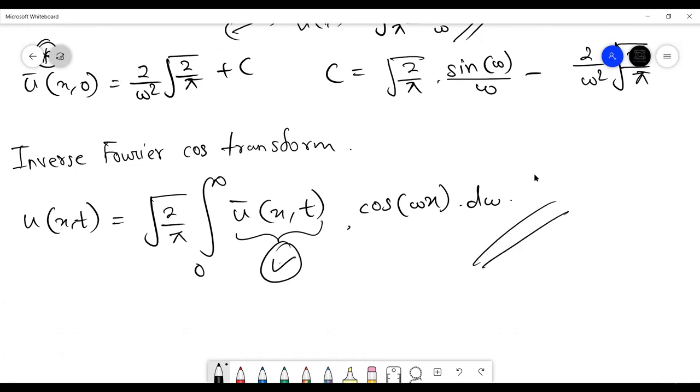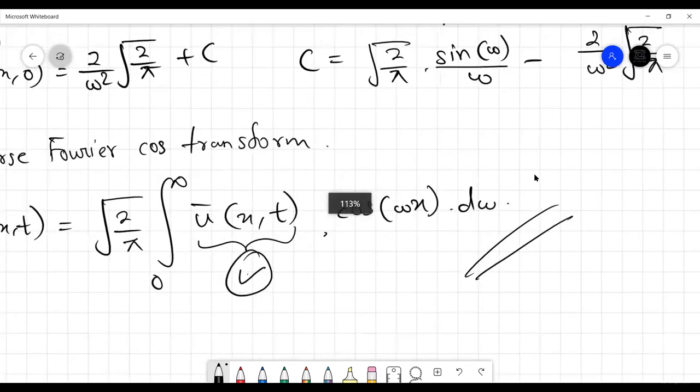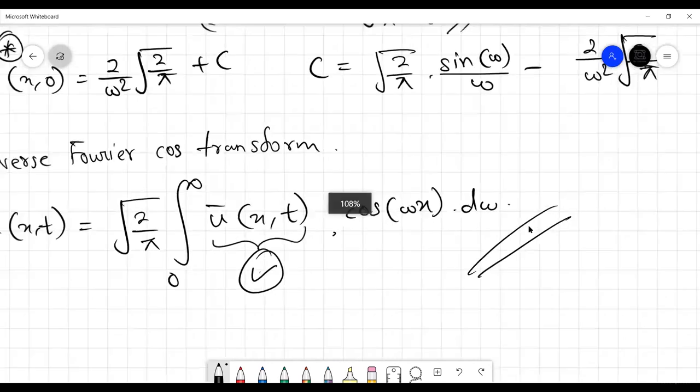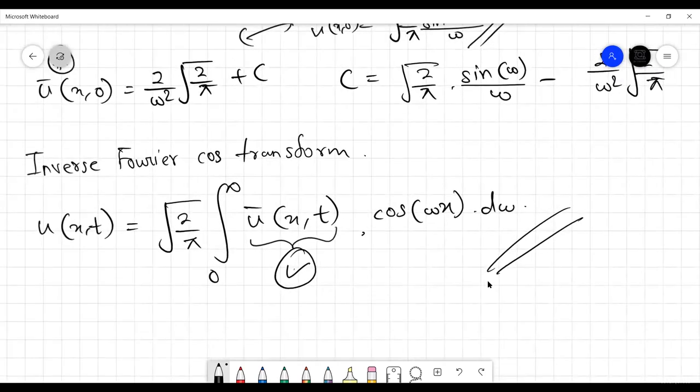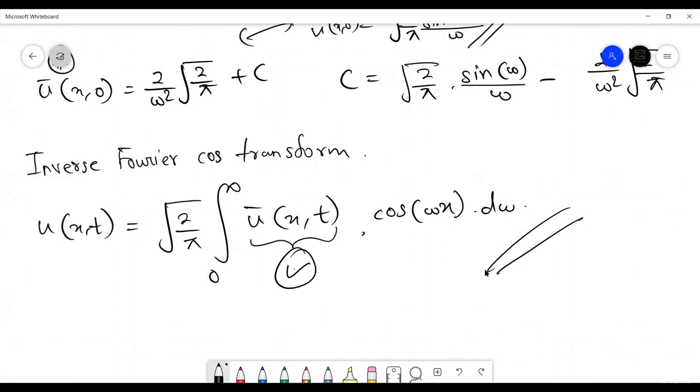That means no need to solve it. You have to just substitute and give the answer with this integration itself, because solving it is not required there. That is the Fourier cos transform.